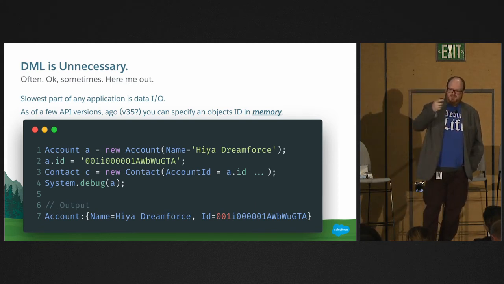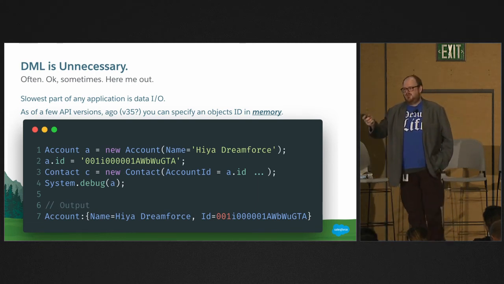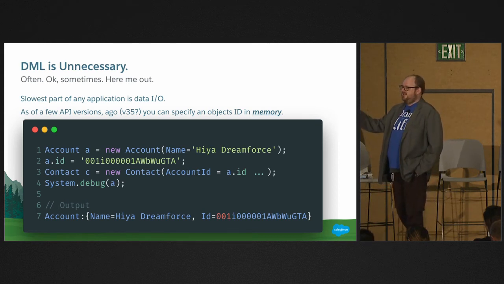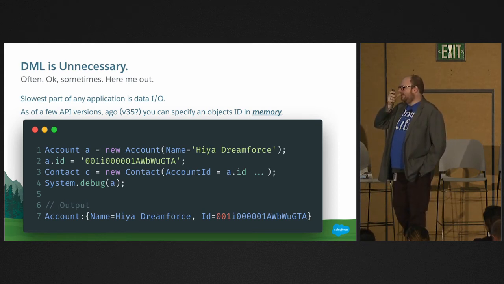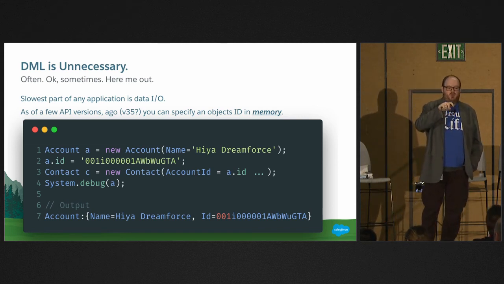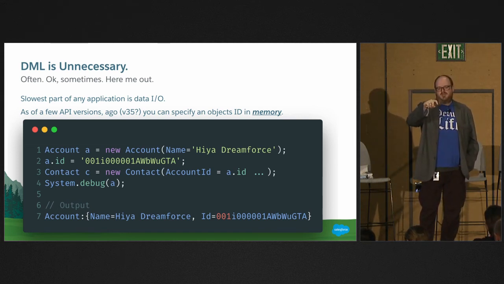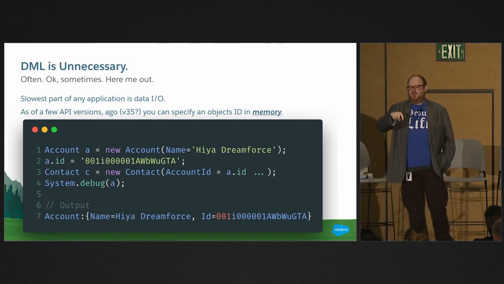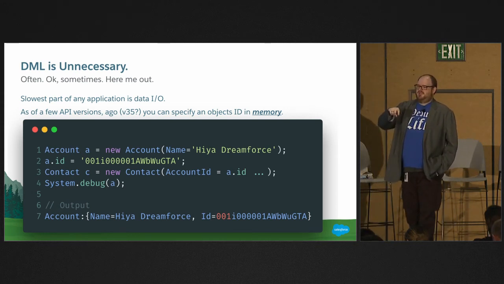As of a few API revisions ago, you can start assigning an ID to an object in memory. And if you do not need to put that object into memory in order to assert that something has happened, don't do it.